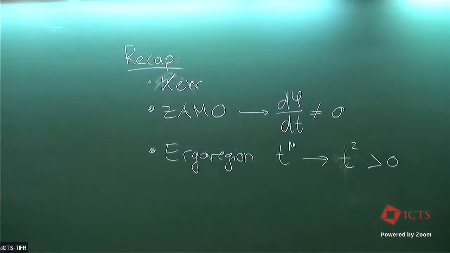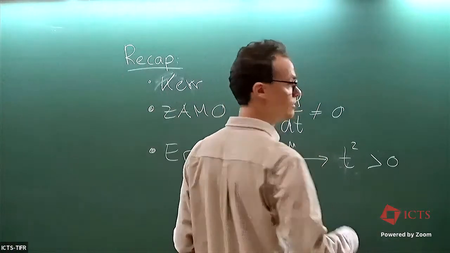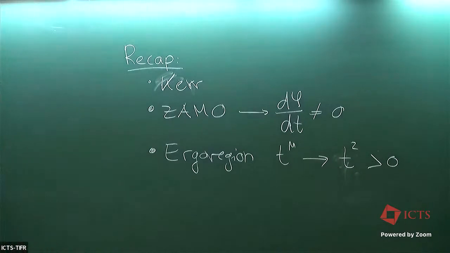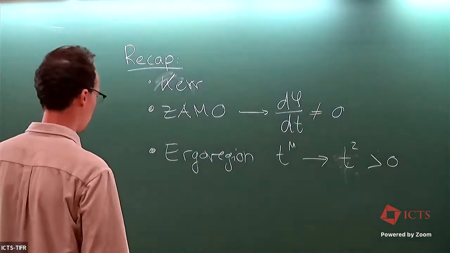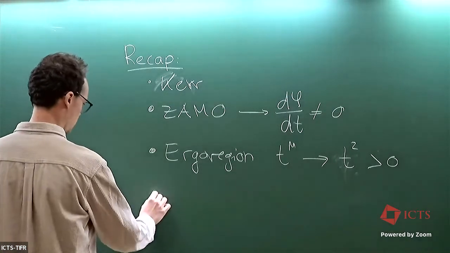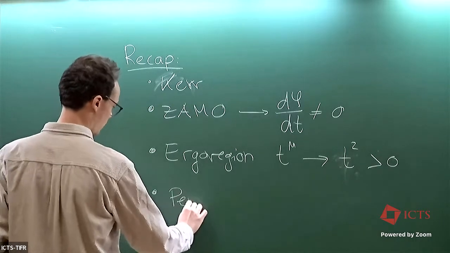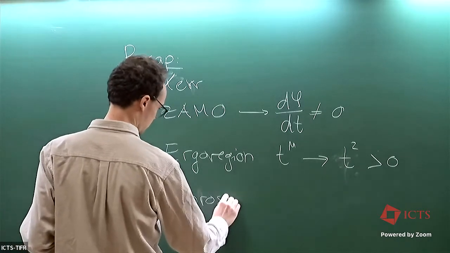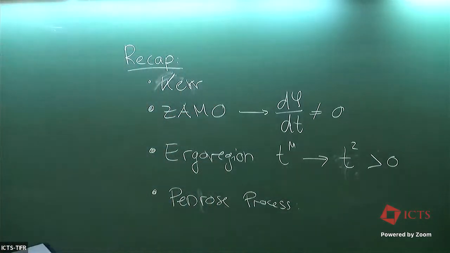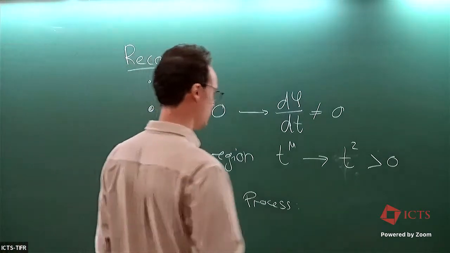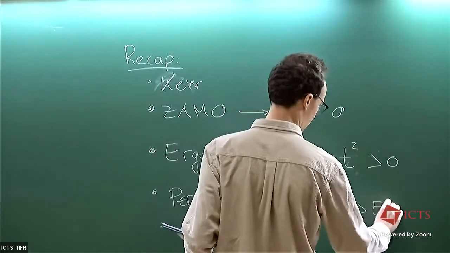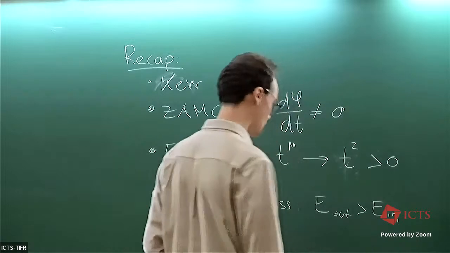And due to this property, we then found that, okay, we can generate these particles that have negative energy, and if these particles then accrete onto the black hole, they effectively extract energy from the black hole. And we explicitly studied this in the context of the Penrose process, where we found that we can throw in a particle, let it break up, and then the outgoing energy is bigger than the ingoing energy. Okay?